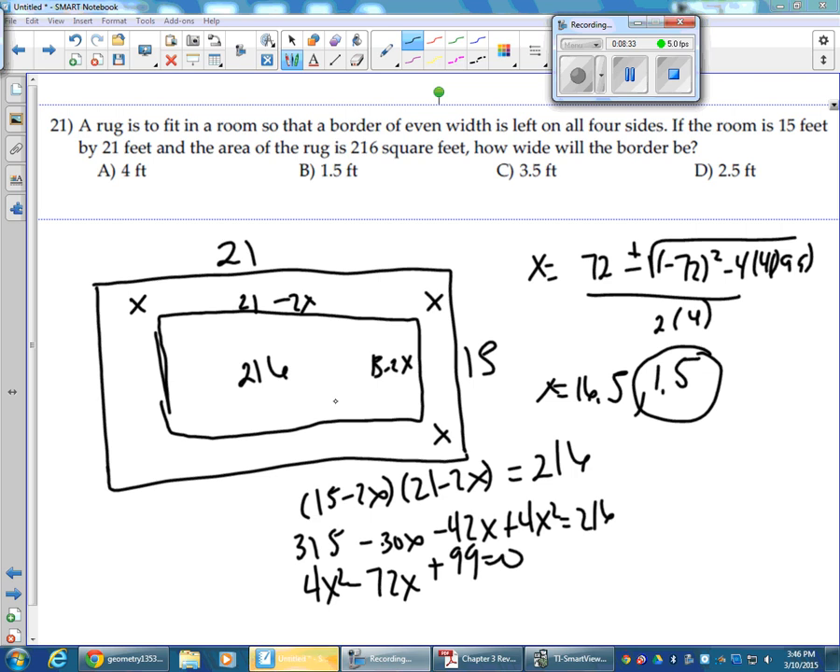I can't have a border of 16.5 feet if my room is only 15 feet wide, but I could have a border that's 1.5 feet, because I would take 1.5 off this side, 1.5 off this side, and the lengths too.